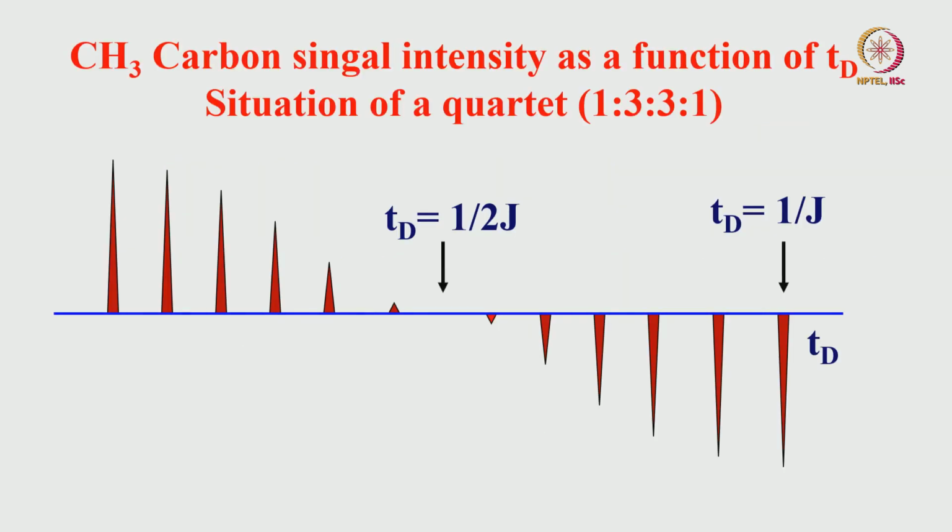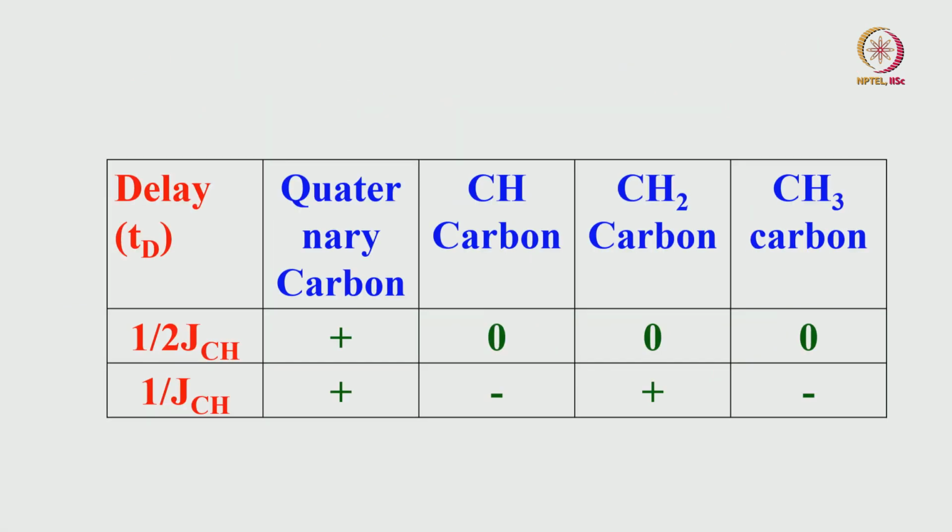Now CH3 carbon variation, if you see it, exactly at 1 over 2J, it is 0. For all the 3 carbons, CH, CH2, CH3, at exactly 1 over 2J the signal intensity is 0. But at 1 over J, CH3 and CH are negative, CH2 is positive. That is important, you should remember. So I am showing this in a table like this. You have different time delays. Delay when it is equal to 1 over 2J, CH.